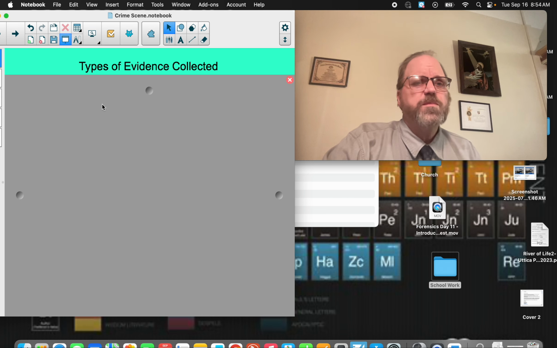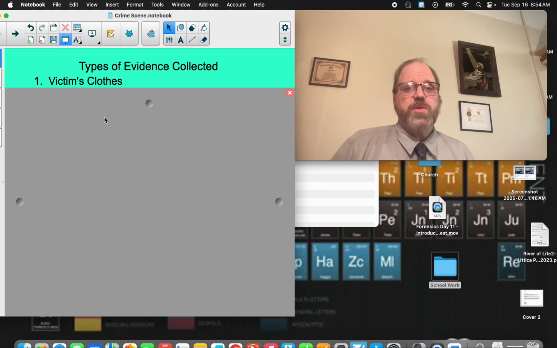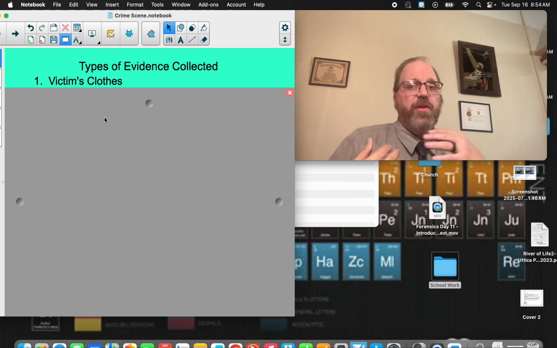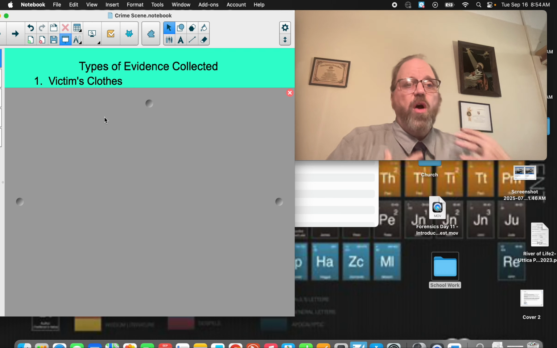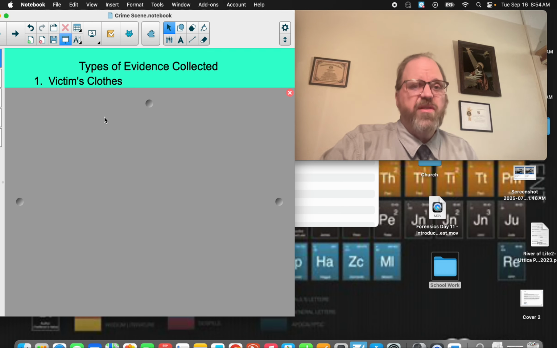All right, now, types of evidence collected, things that we need to always remember. First, we're going to take all the victim's clothes. We don't know anything that might be in there. There might be your blood. It might be someone else's blood on there. There might be gunpowder residue, all those kinds of things. We're going to take those clothes, bag them, and then test them individually.